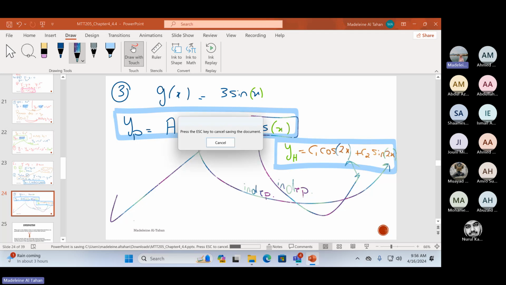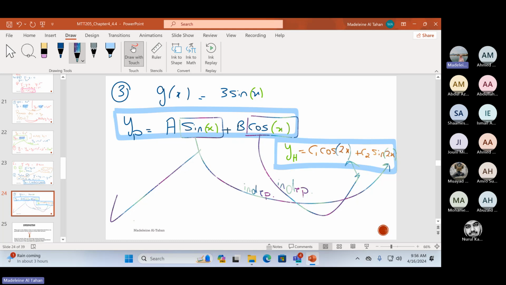Now, suppose in YH we have cosine x. Is it accepted? If in YH we have cosine x, is it accepted? No. What do we need to do? Multiply by x. After we finish this one, I will give immediately an example when they are dependent and how we multiply by x.